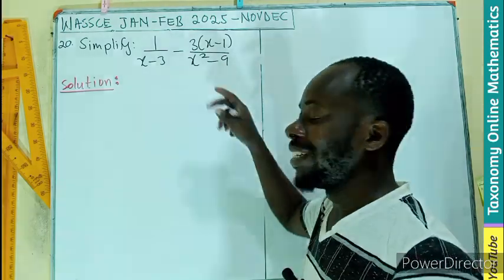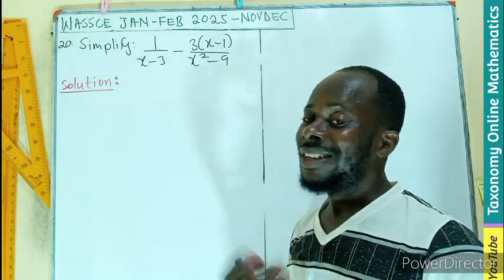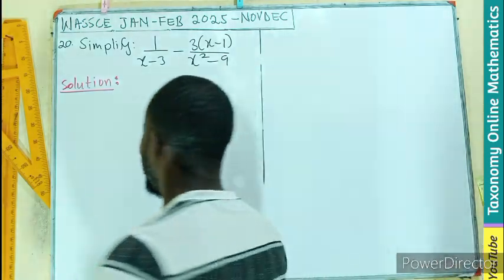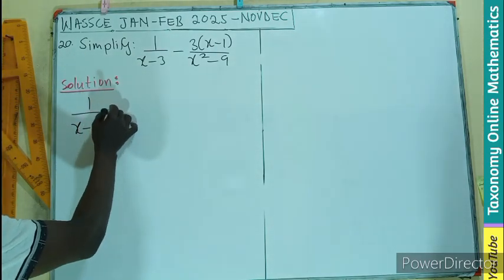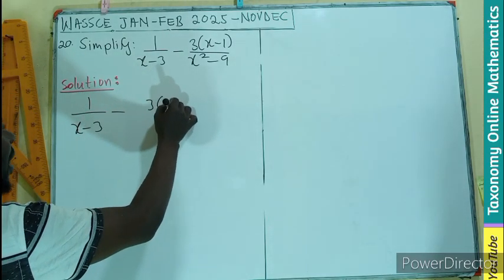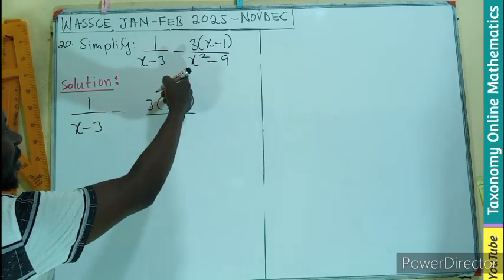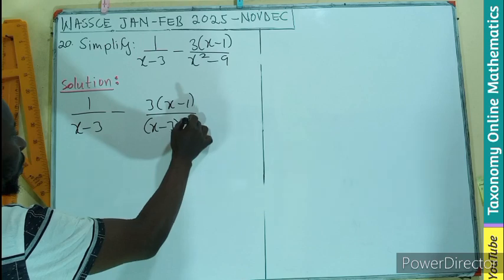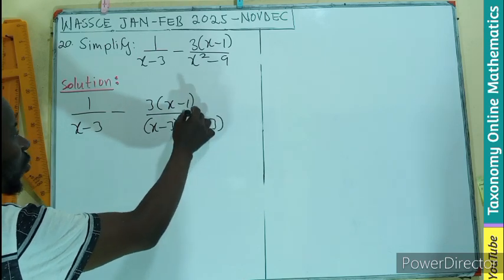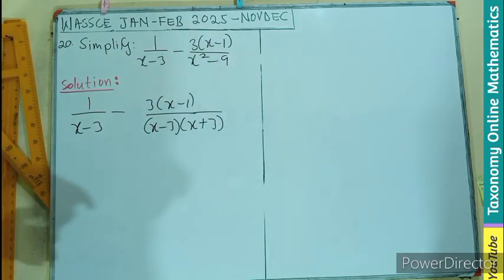By looking at the second denominator, x squared minus 9, it's the perfect square. So we can rewrite this as 1 over x minus 3, minus 3 times (x minus 1). This is the difference of two squares, right? So x minus 3, x plus 3 to factorize the denominator.